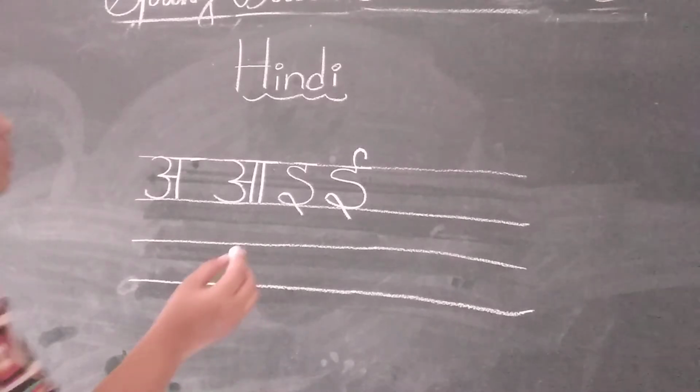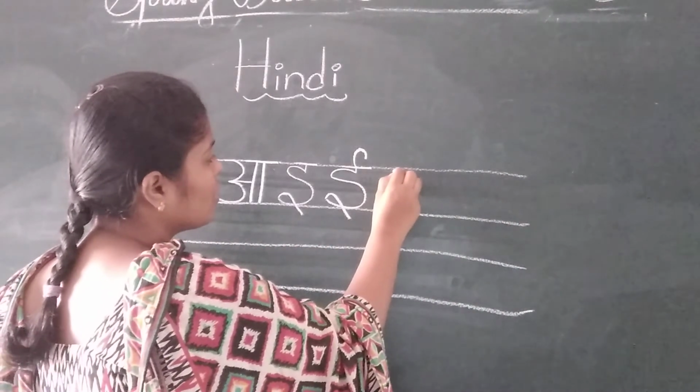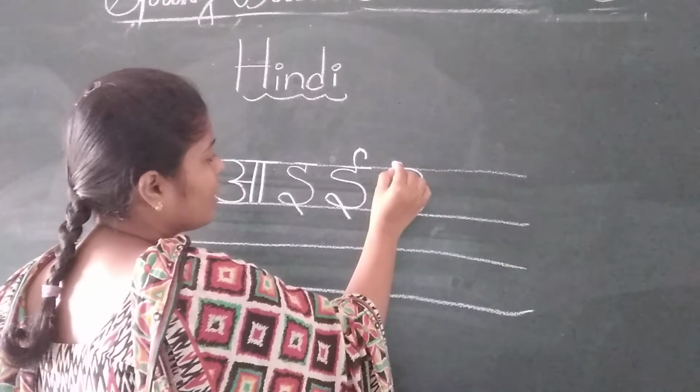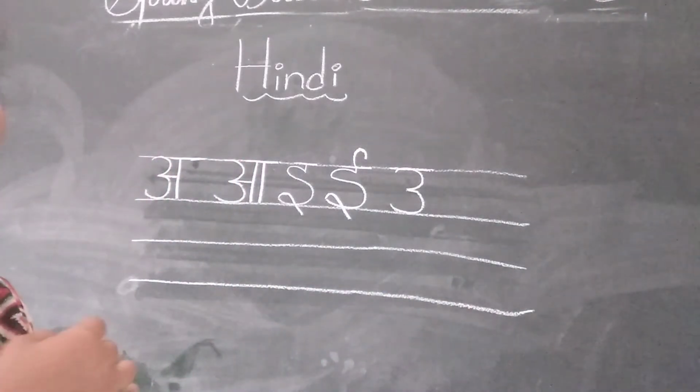So what is the next letter after Ee, children? Yes, U. So how to write U? Say, children, how to write U? First, we have to write number 3 and one sleeping line. That's all. It forms letter U.